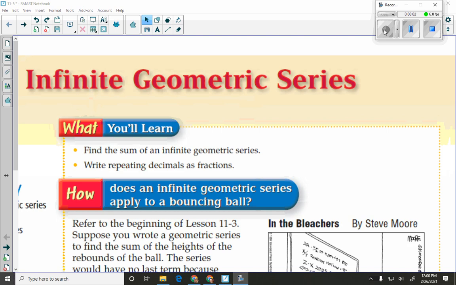Hello. Today we're going to talk about infinite geometric series. An infinite geometric series is an example of a bouncing ball dropping, and it bounces and bounces and bounces, but it bounces less every single time. So at what point are you barely adding anything? And so you can go on infinitely.